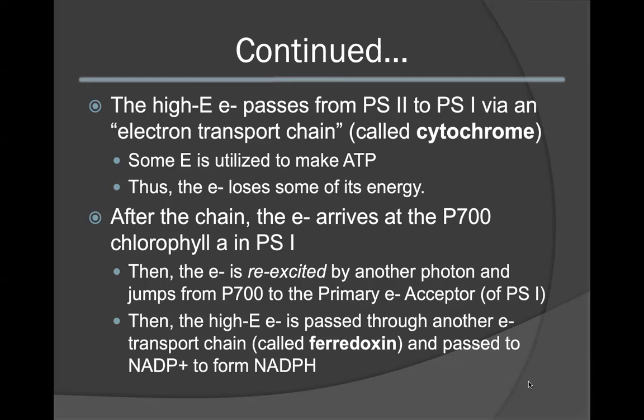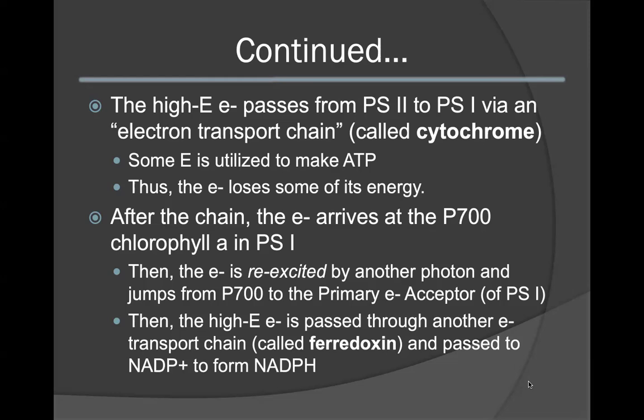Once again, we're going to see a common occurrence where some of the energy from these electrons is going to be used to make ATP. As a result, these electrons are going to lose some of their energy as they pass through this electron transport chain. This means when they reach photosystem 1, they're going to be in a lower energy state. We then need to re-excite these electrons to a high energy state in order for them to be accepted once again by the primary electron acceptor.